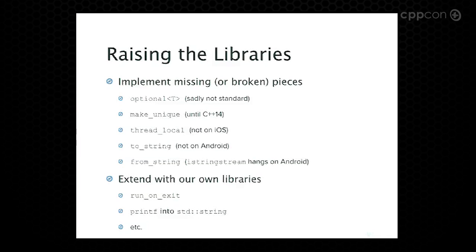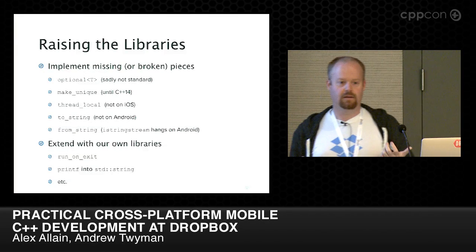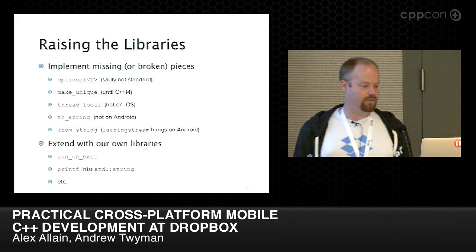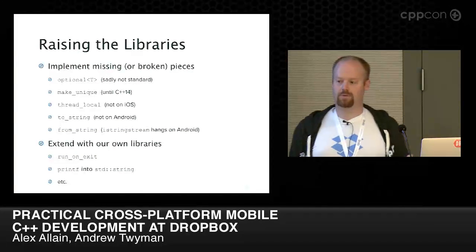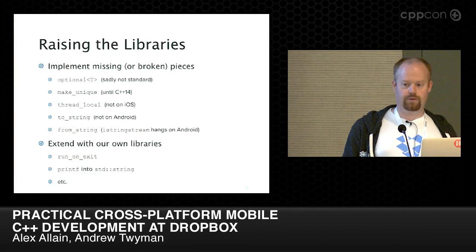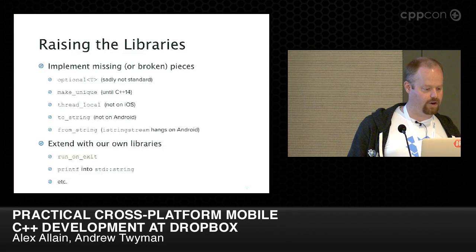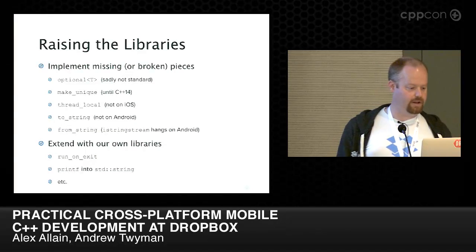So given that language baseline, as I said, we can try and raise the level of the libraries to where we want them, even if some things are missing. For instance, we make a lot of use of optional, which I'm sad to hear didn't make it into C++14, but we like it. So we've pulled in an open source implementation that we can use consistently across platforms. Make unique wasn't in C++11, so we just wrote our own because we like that model. Thread locals are not available on iOS and actually broken on Android, if I recall correctly. So we've made our own replacement for that for the few cases where we need something like that.